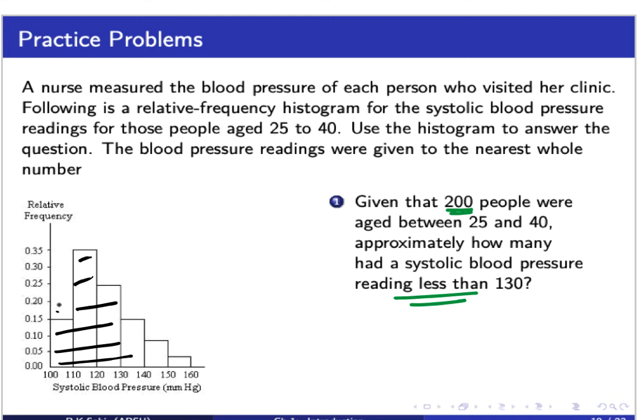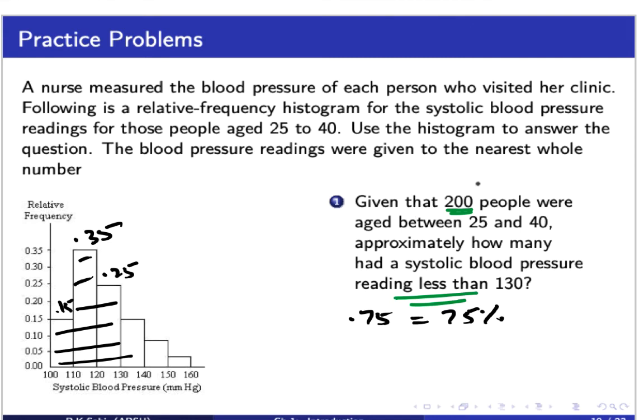So remember, the first one was 0.15. Then the second rectangle here is 0.35, and then the other one was 0.25. So when we do the math here, this is 0.75 or 75% of the people whose blood pressure was taken by the nurse actually had a systolic blood pressure reading of less than 130. Now that's 75% of every person whose reading was taken.